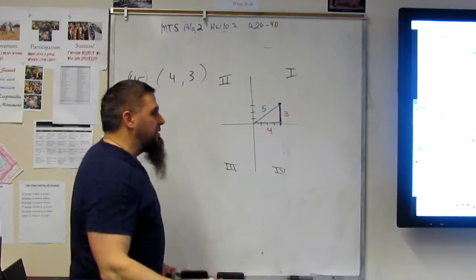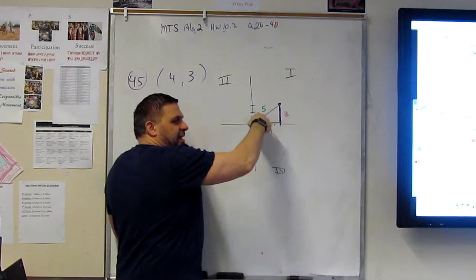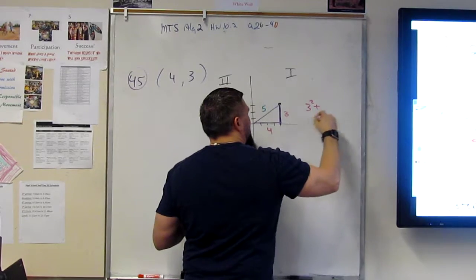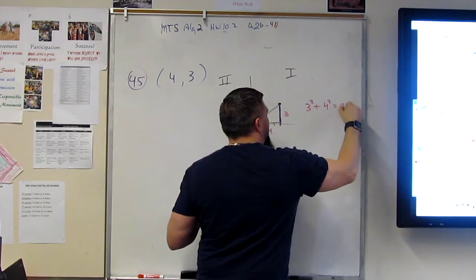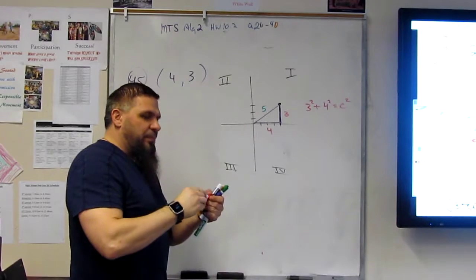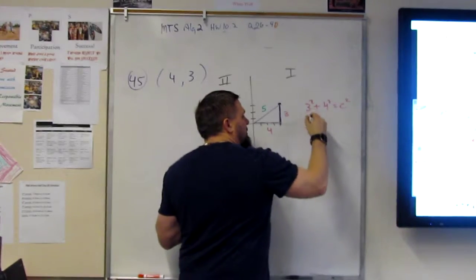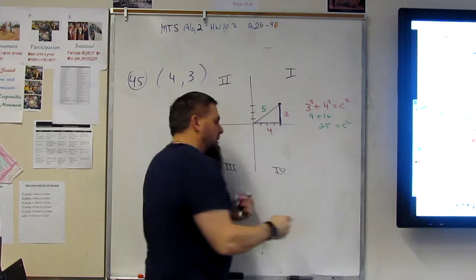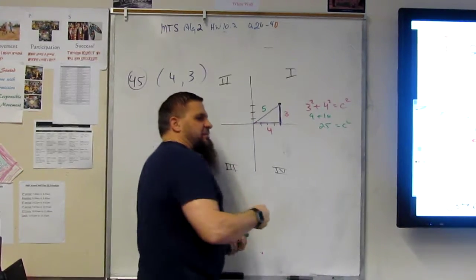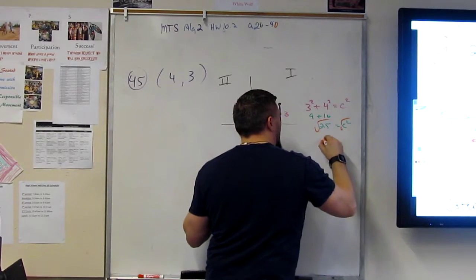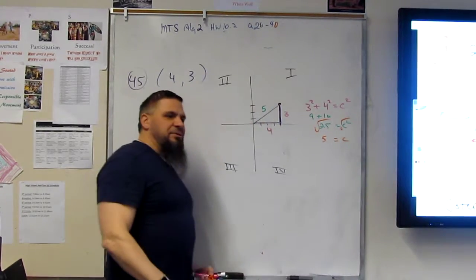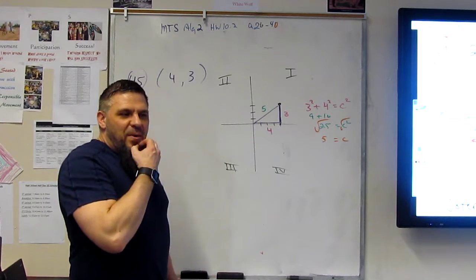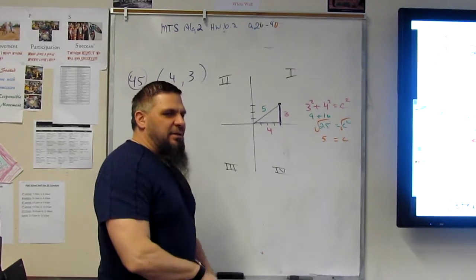Okay? In other words, if I want to find this side, it's going to be a squared, which is 3 squared, plus b squared, which is 4 squared, equals c squared. Right? And that's 9 plus 16, or 25, equals c squared. And when you square root both sides, what do you get? 5 equals c. Well, we also get negative 5, but can we have a negative direction? Well, we can have negative vectors, but we'll talk about that later.